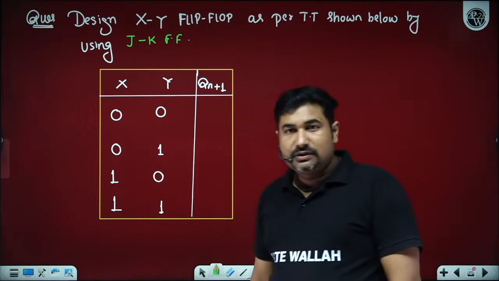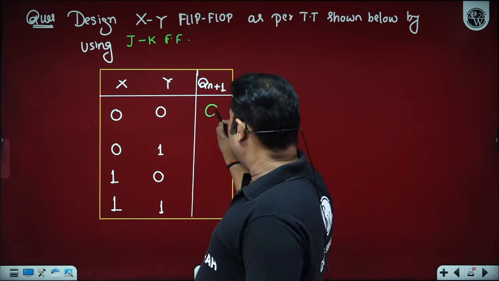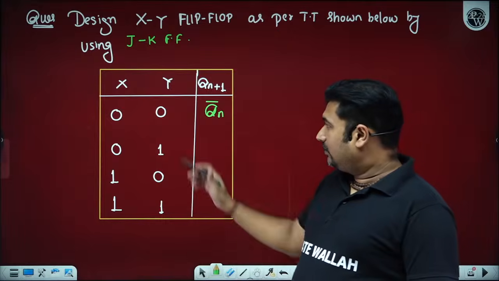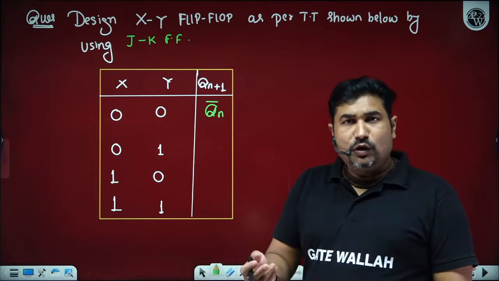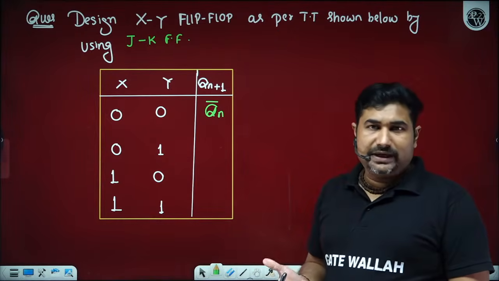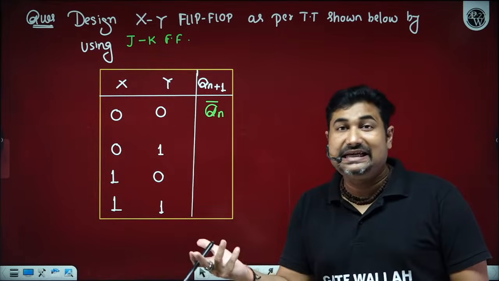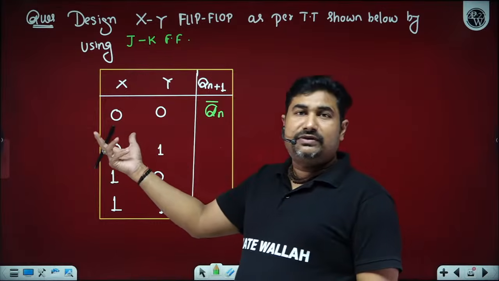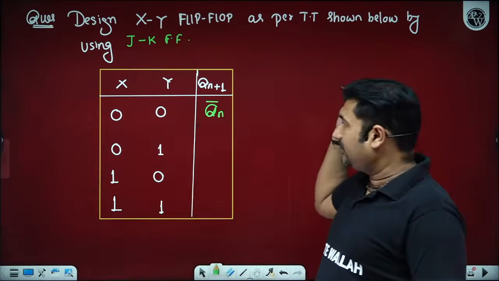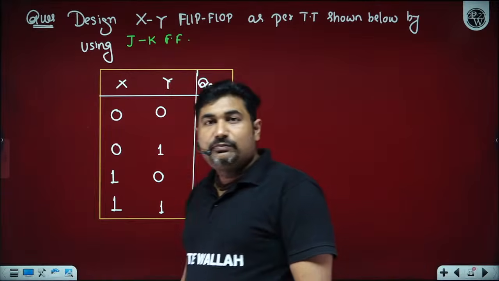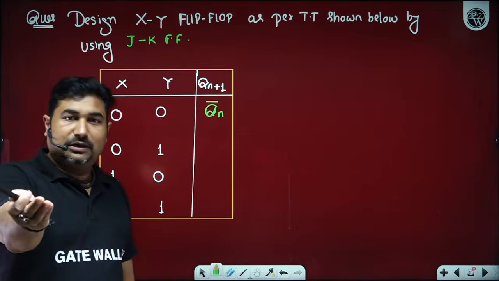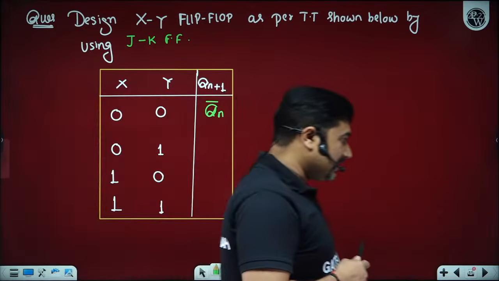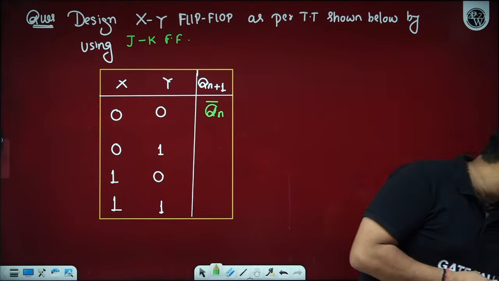For 0, 0, okay, let me take Qn complement. Okay. For 0, 1, you want to design a new kind of flip-flop by using JK flip-flop, just like T and D flip-flop. And you want an XY flip-flop. If the input is 0, 0, the next state will become Qn complement. If the input is 0, 1, because none of you have mentioned, if you want, you can just mention it in the comment section.